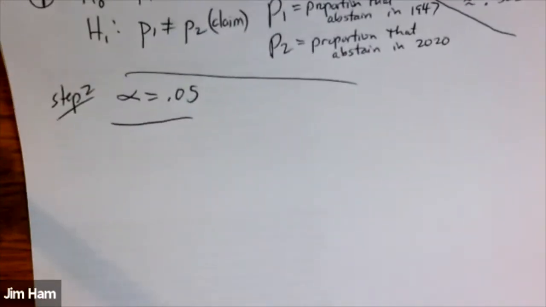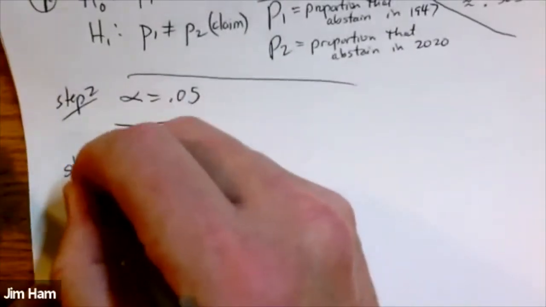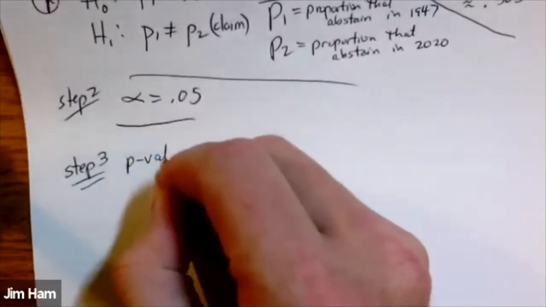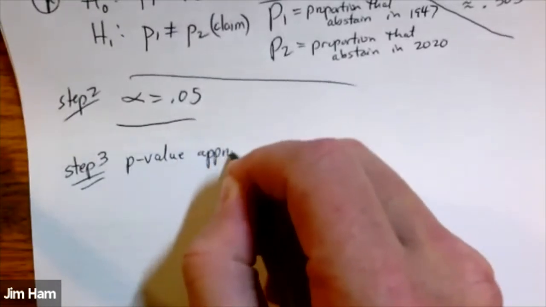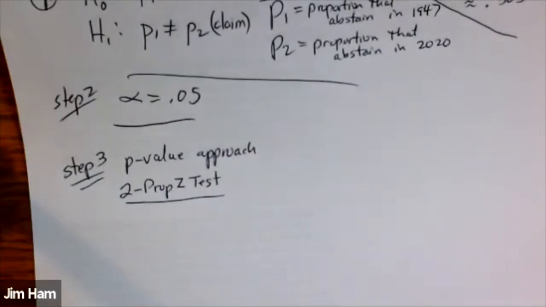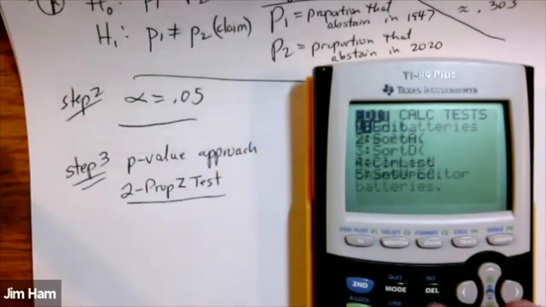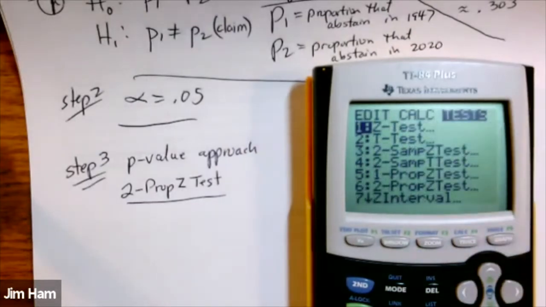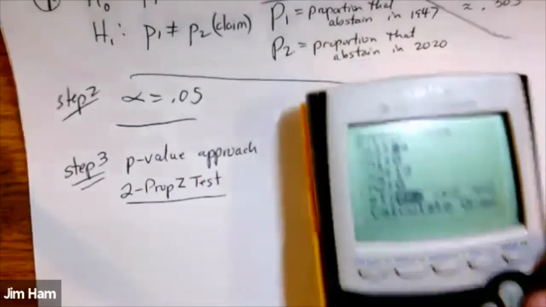For step 3, we have the classical approach and the p-value approach. The p-value approach is always the easiest one because the calculator will crunch the numbers for us. If you're going to use the p-value approach, in this case you're going to use the two-prop z-test. Let's see what that would look like. To go there, hit the stat key, and all of the tests will be in the test menu of the stat key. You can see that 2-prop z-test comes up pretty quickly. It's option number 6.